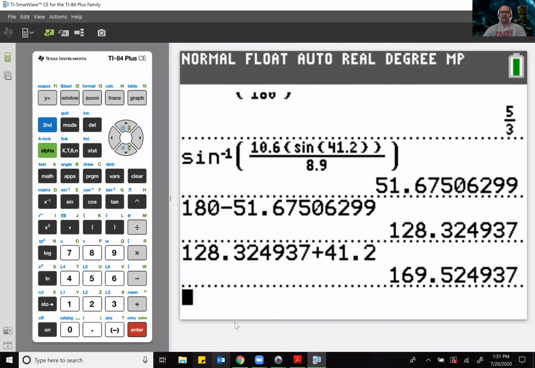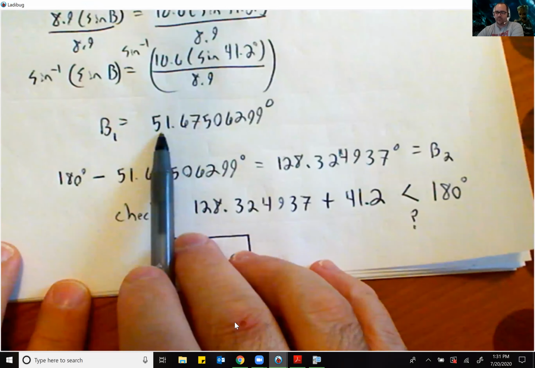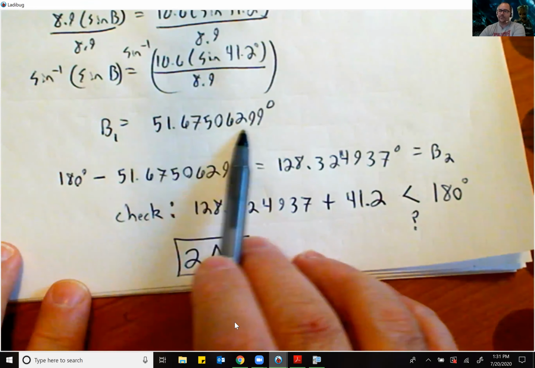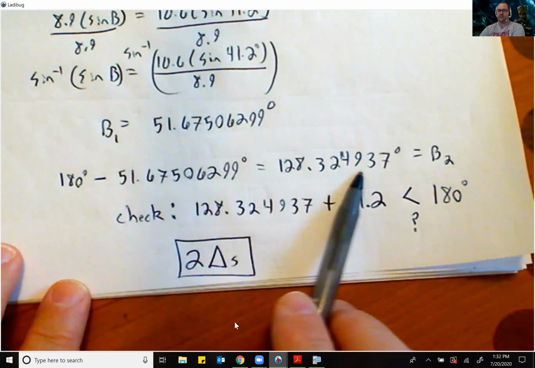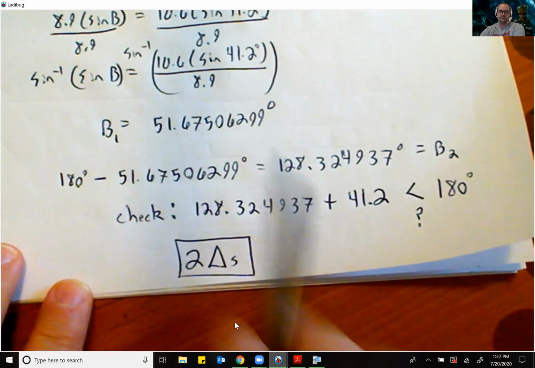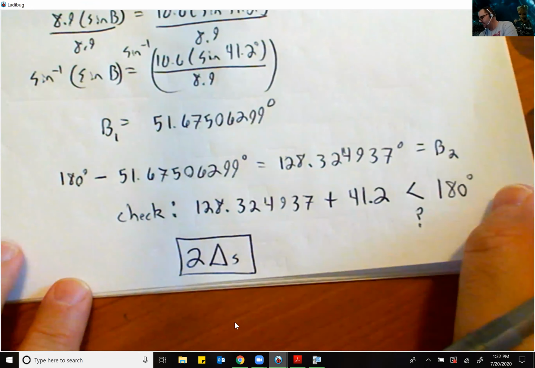So in the blank, you're going to put 2 because B could be 51.6750629, or B could be 128.324937 degrees. There are two angle Bs. So two triangles. All right. Number 21.